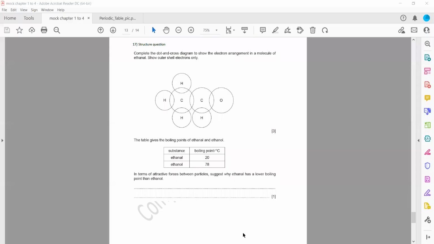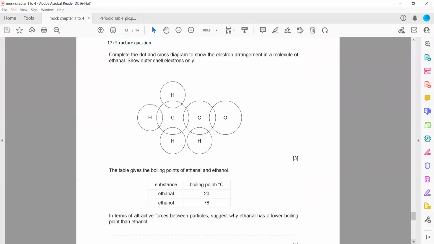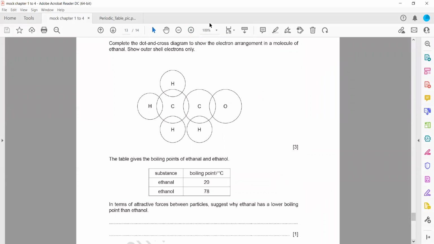So, continuation of the question, question 17 and 18, the last two questions from this mock exam. The structure question: complete a dot and cross diagram to show the electron arrangement in one molecule of ethanol. So we have ethanol, an organic substance. We have to use a dot and cross diagram to arrange how the electrons are placed.